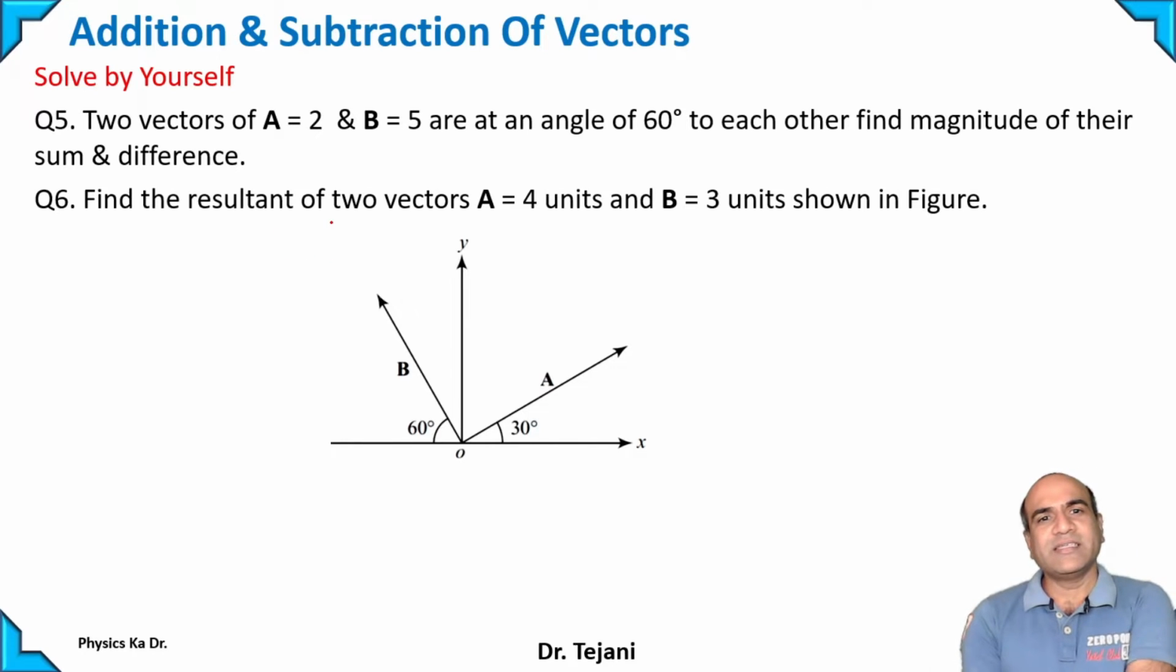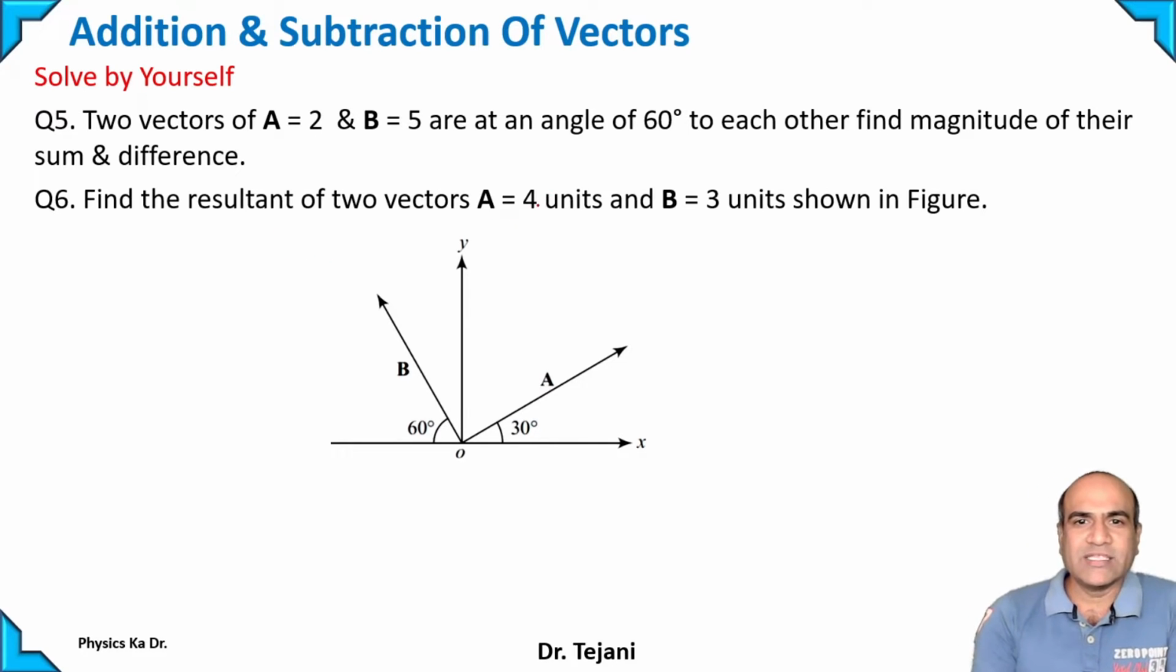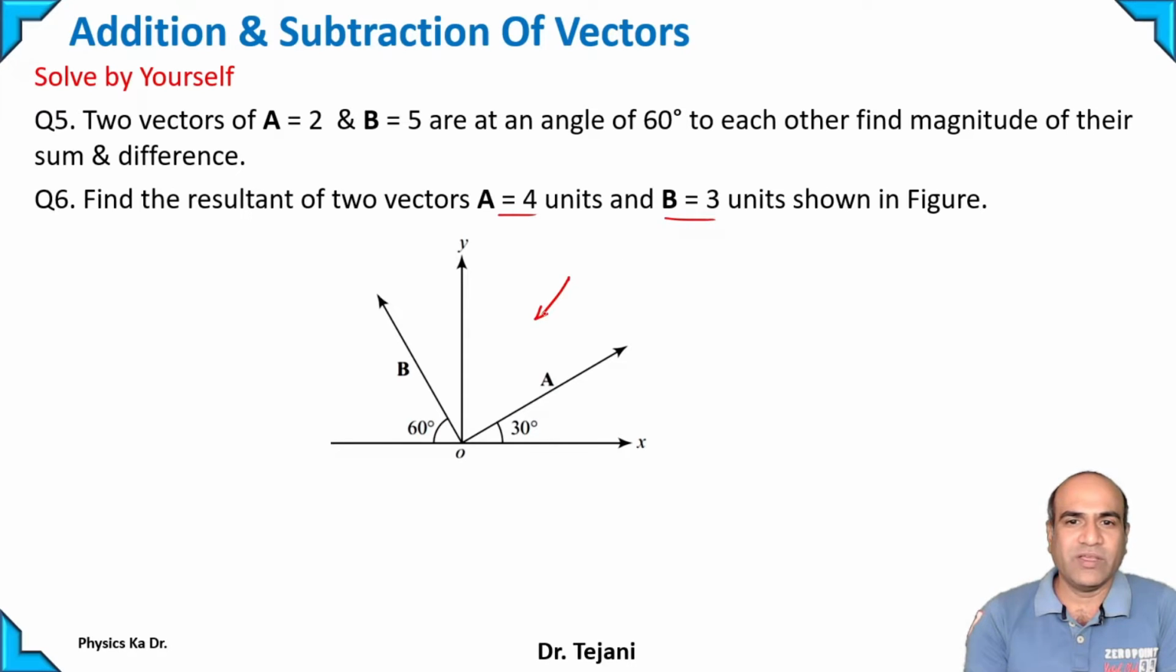Second, find the resultant of two vectors. A is 4, B is 3, and from the figure, right? From the figure, we need the internal angle. What should the internal angle be? You know that it is 180 minus 60 minus 30. I think this hint is sufficient for you to solve this.